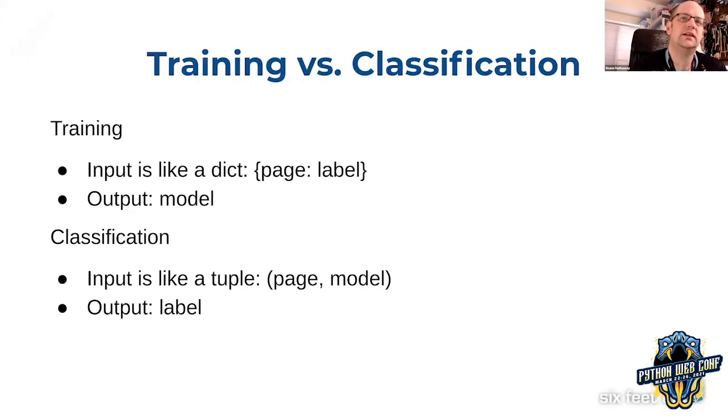So when you train, the input to training is kind of like a Python dict. You specify a list of pages and the label that you want to apply to each page. In AutoML, you only get one label per page. And the output of training is a trained model. And then when you run classification, you also input a page, but this time you input the model, the trained model, and the output is a label. And we'll be talking about some examples to illustrate more what kind of labels we were using.